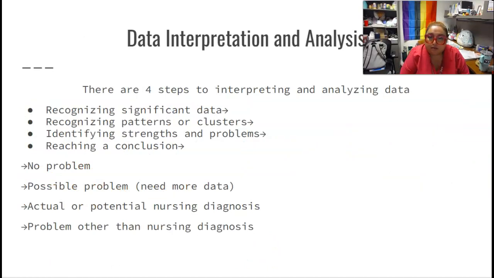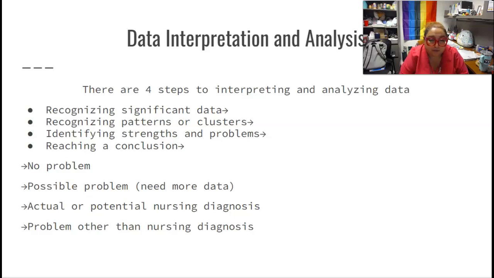So in the analysis phase, what we're doing as nurses is interpreting the data or the cues that we gather from our assessment, from health histories, interviewing, looking at labs and things like that. What we need to do is interpret that data and then analyze that data. There are 4 steps in doing that. The first one is recognizing significant data. Then it's recognizing those patterns or clusters, identifying strengths and problems, and then reaching a conclusion.